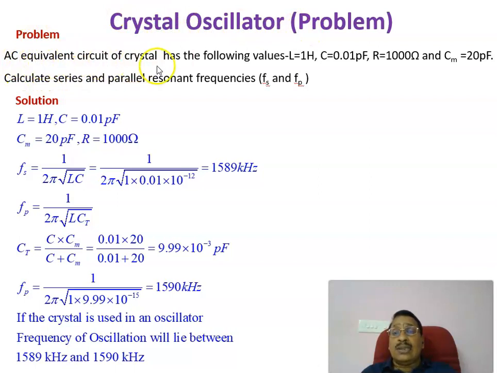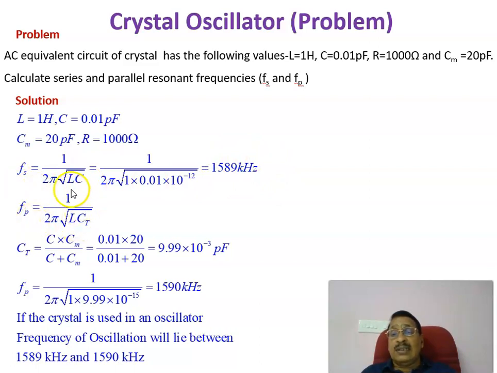Problem: the AC equivalent circuit of a crystal has the following values: inductance 1 Henry, capacitance 0.01 picofarad, R equal to 1000 ohms, and Cm equal to 20 picofarad. Calculate the series and parallel resonant frequencies Fs and Fp. Solution: L, C, Cm and R are given. Series resonance frequency is 1 by 2 pi root of LC, that is 1 by 2 pi into square root of 1 Henry times 0.01 picofarad. You will get 1589 kilohertz. That is the series resonance.